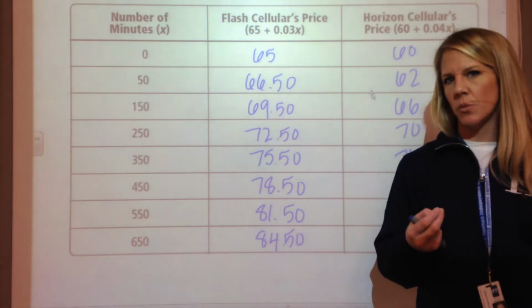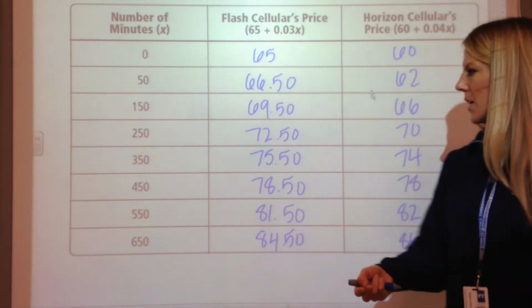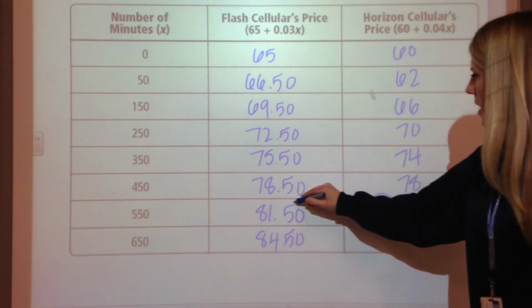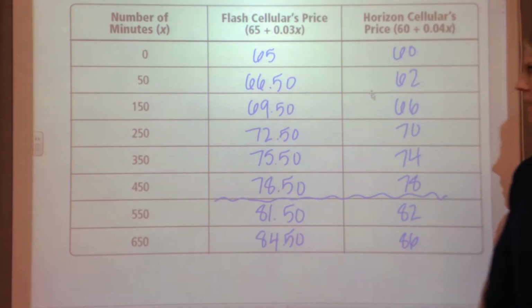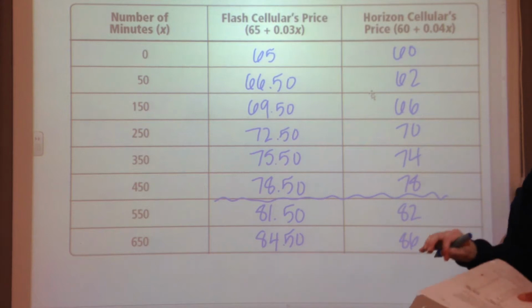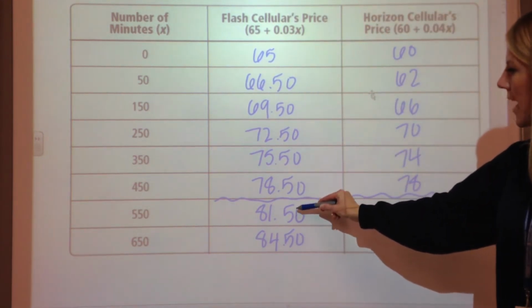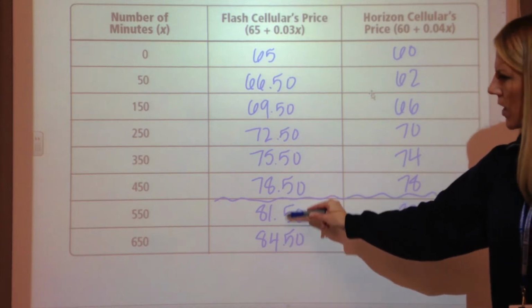So when we're talking about that break-even point, where we're going to be spending that exact same amount of money, we notice that a change occurs somewhere in between this 450 and this 550. So that's what we're going to want to focus in on. Again, Flash is more expensive. Ooh, now it's less expensive. So let's see what happens there.